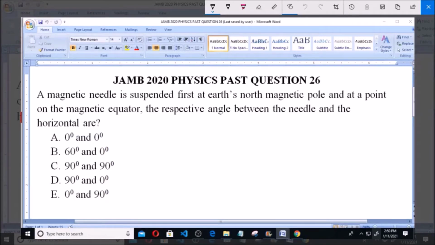A magnetic needle is suspended first at the Earth's north magnetic pole and at a point on the magnetic equator. The respective angle between the needle and the horizontal are: A, 0 degree and 0 degree; B, 60 degree and 0 degree; C, 90 degree and 90 degree; D, 90 degree and 0 degree; E, 0 degree and 90 degree. Now looking at this, when we're talking about the angle between the Earth's magnetic pole, or any point at the equator, and the horizontal, we're trying to talk about the angle of dip.